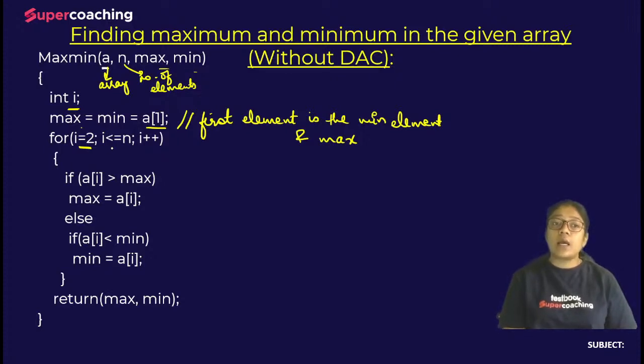Second element से लेकर कहाँ तक जाना है? Till the nth element. Every time we are going to consider the next element. At index 2, whatever element is there, जब आपने A of I किया तो it is returning the element. We are checking whether the element present at index 2 is greater than the maximum element. If this condition is true, then max will be updated.